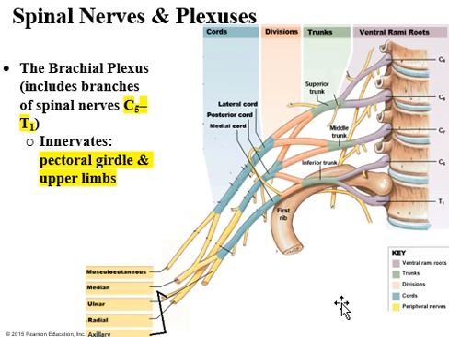So looking here, our next plexus is going to be the brachial plexus, and we see that the brachial plexus actually includes our lower cervical nerves, starting with C5 and going all the way down to T1. Just a quick review. Which two vertebrae will C5 exit between?